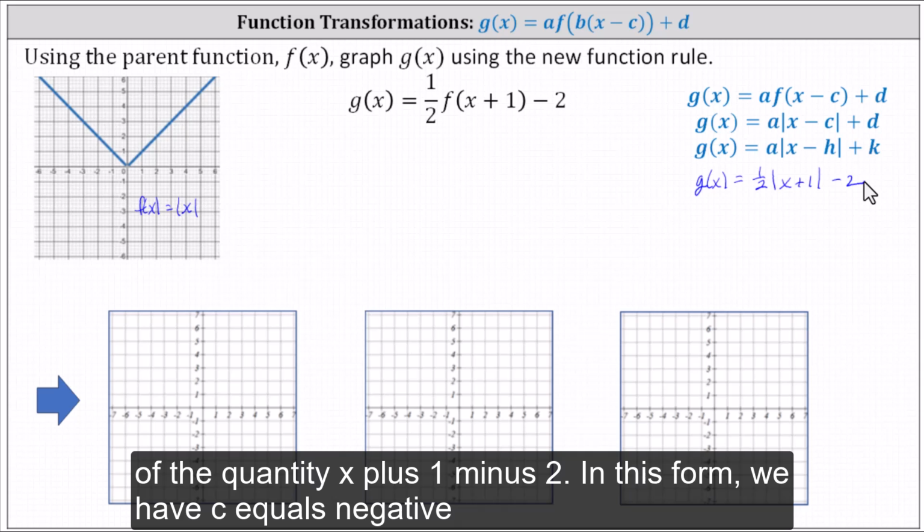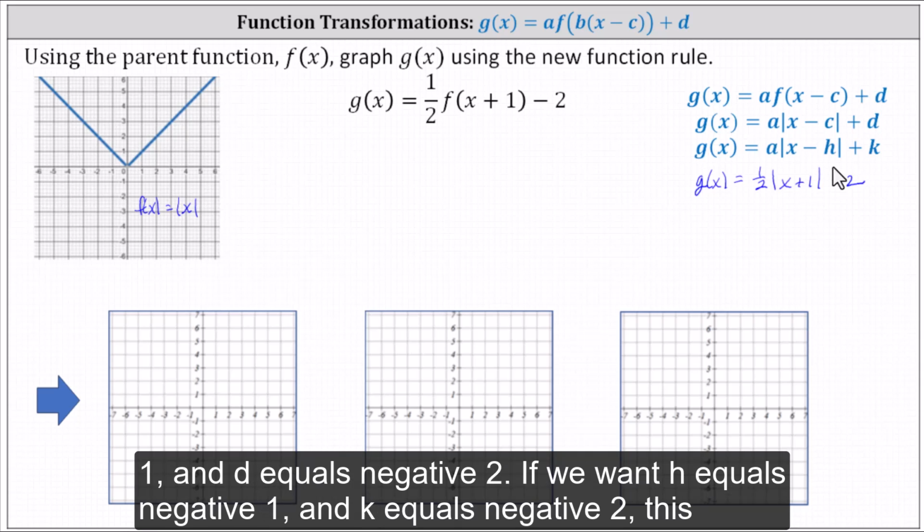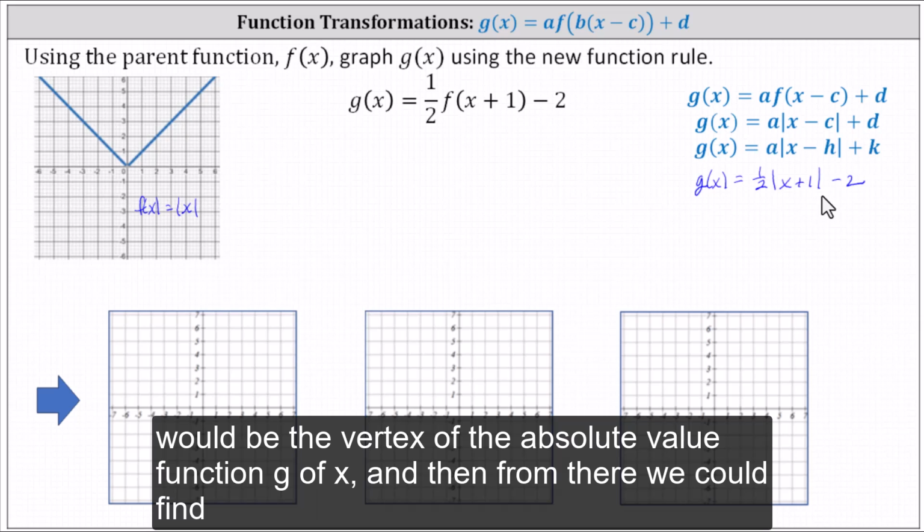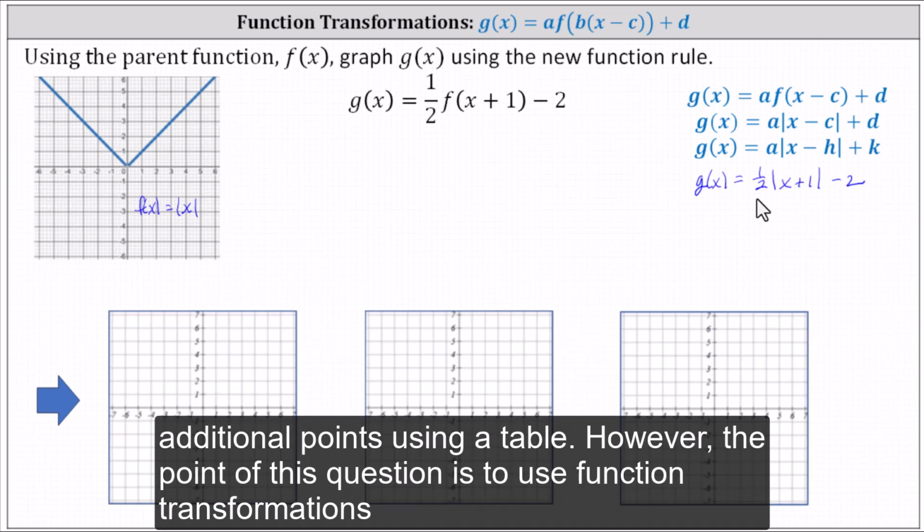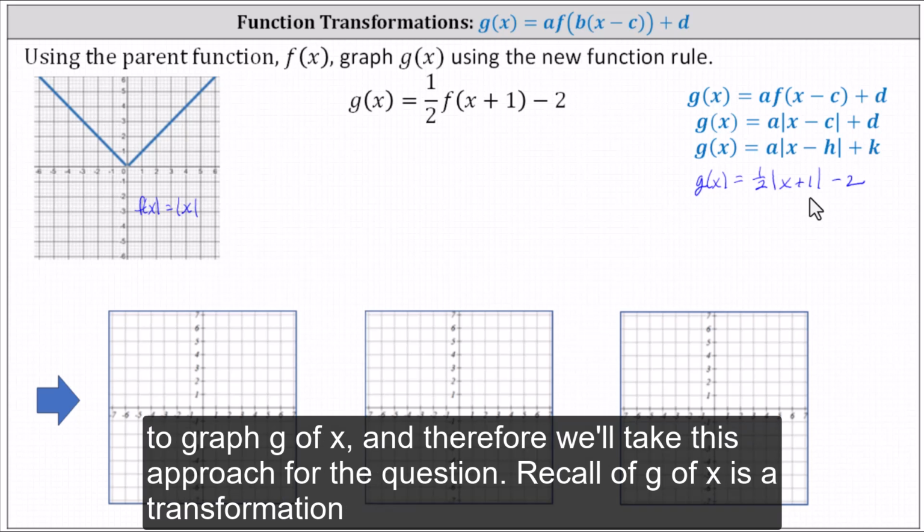Notice in this form, we have c = -1 and d = -2. If we want h = -1 and k = -2, this would be the vertex of the absolute value function g(x), and then from there we could find additional points using a table. However, the point of this question is to use function transformations to graph g(x), and therefore we'll take this approach for the question.